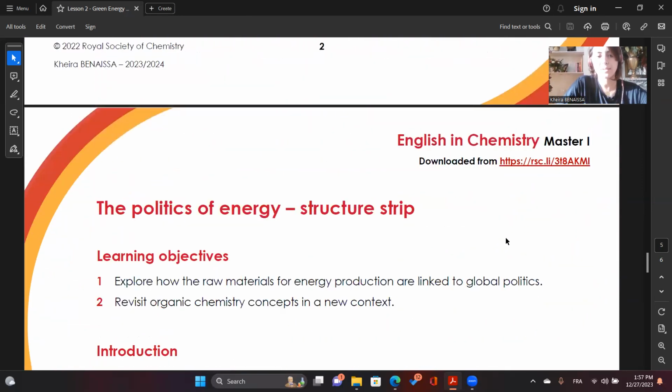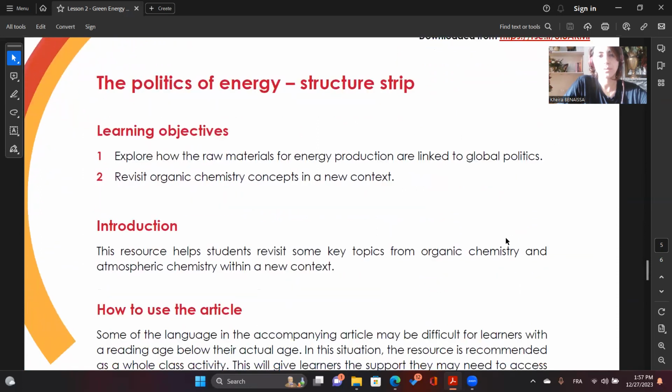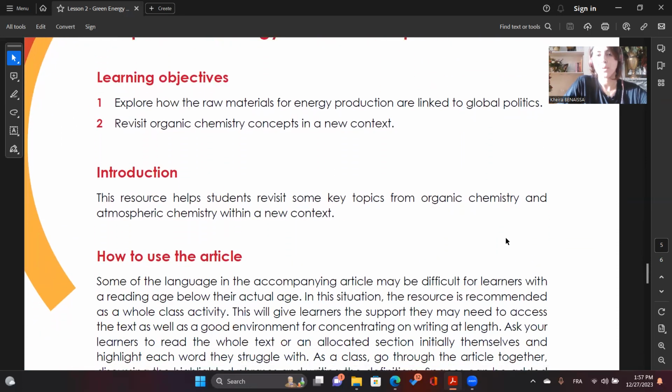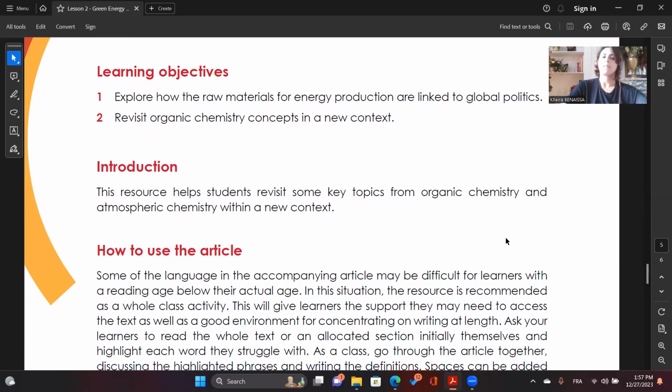So, after reading the text, we will go to the learning objectives. As we said, the learning objectives at the beginning of the lesson are, first of all, to explore how the raw materials of energy production are linked to global politics. Two, to revisit organic chemistry concepts in a new context.